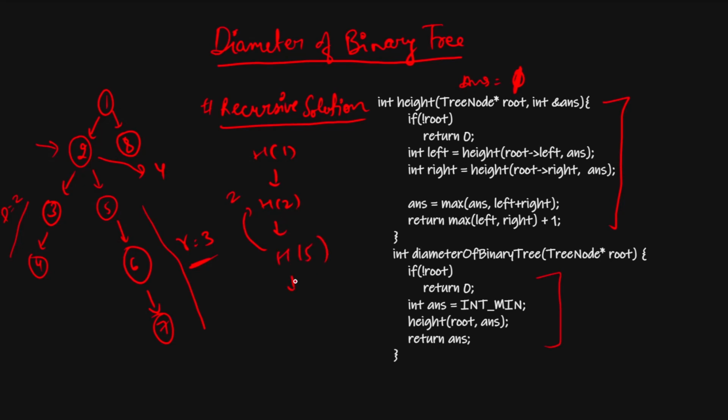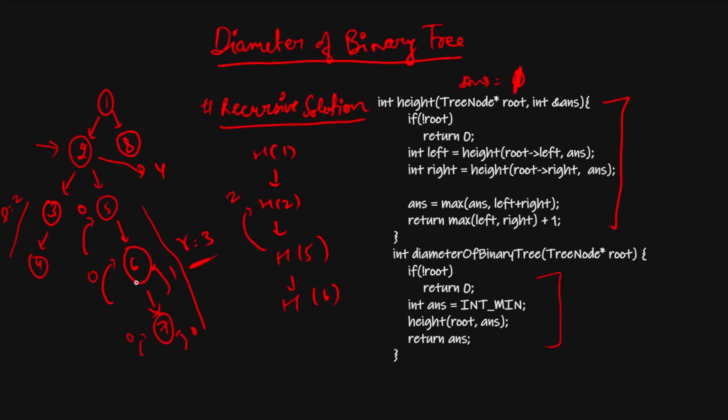Then it will call its left. Its left is null, so it will return 0. Then it will call its right, and from its right it calls its left, which will also return 0. So it will call its left and right again. Both of them are returning 0, so what will it return? It will return 1.